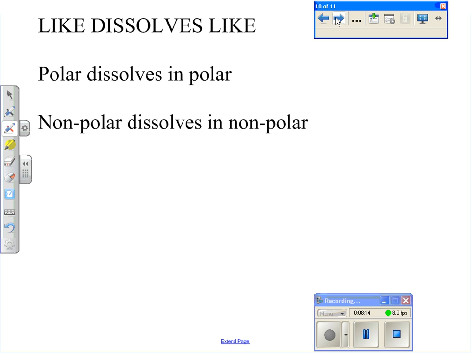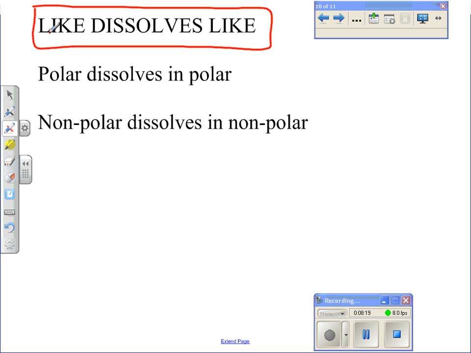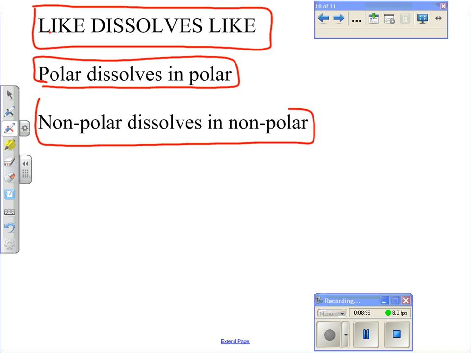Last thing, comes up in solutions a lot, is there in the practice quiz. Like dissolves like. It's just something that we use in chemistry. Polar molecules dissolve in polar substances. So if a substance is polar, it will dissolve really well in a polar solvent. If you have a nonpolar substance, it has to be dissolved in nonpolar substances.